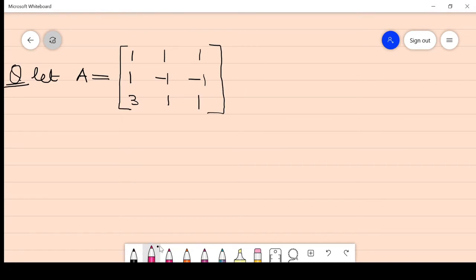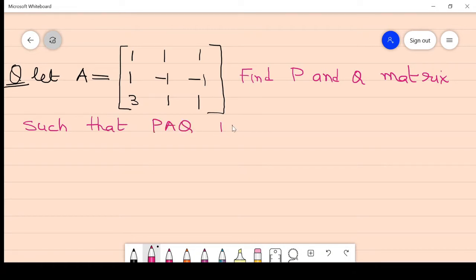So what is the statement of the question? The statement of the question is: find P and Q matrices such that PAQ is in the normal form.